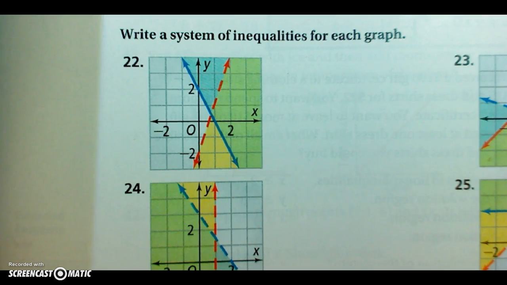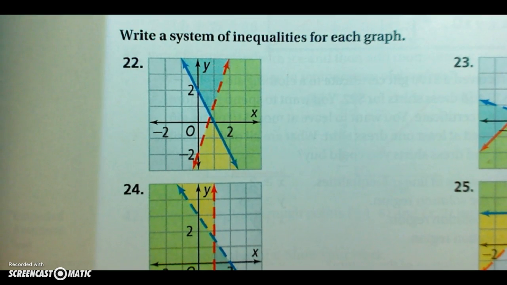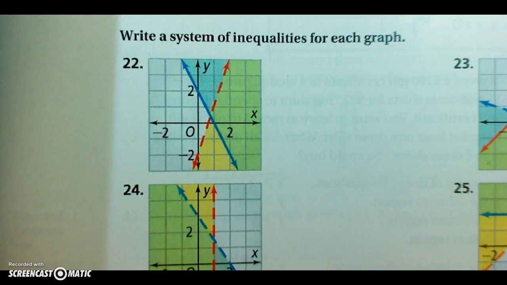Write a system of inequalities for each graph. So when you get to 22, now you're going to write the system of inequalities. You're going to write an equation for your red line here. You're going to write an equation for your blue line here. So you can go back into the instructions to get the instructions played to you again if you need to.